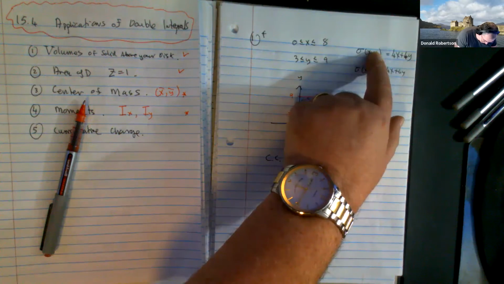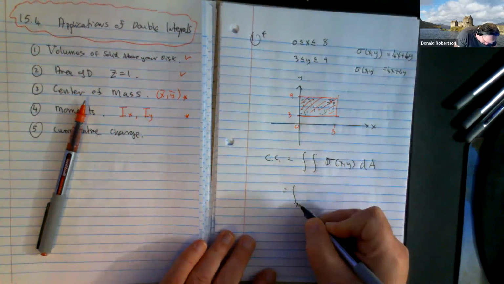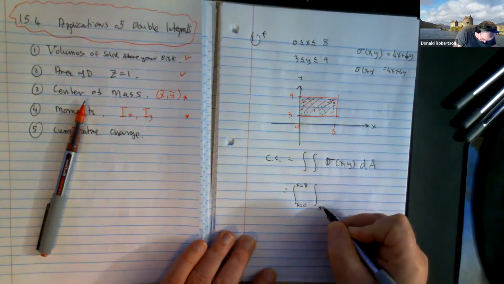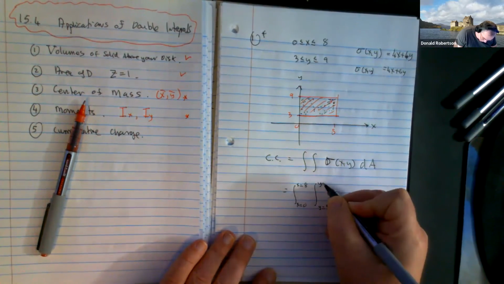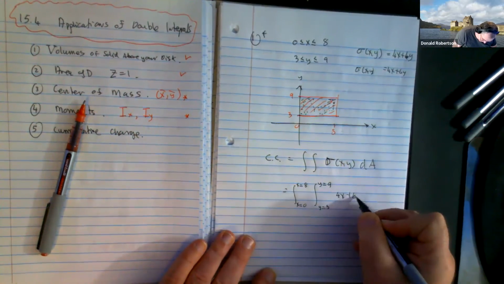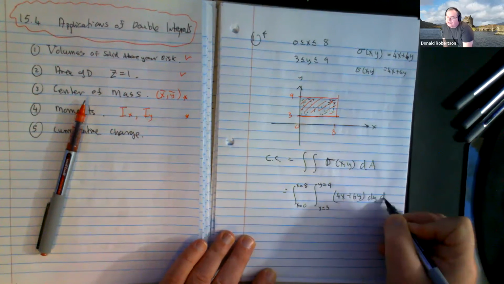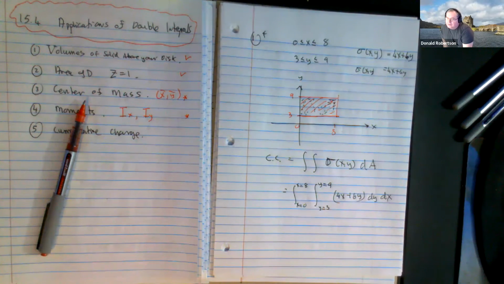So in this case, it's going to be from x equals 0 to x equals 8, from y equals 3 to y equals 9, of 4x plus 6y, and I'm doing it as a dy dx. Are we comfortable with that integral? Would you be able to integrate it and feel comfortable about the answer? Or do you want me to go further?